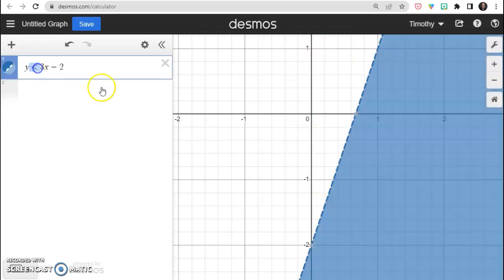Y less than means any point below the line is going to make the inequality true. And also notice the less than symbol means a dashed line, dashed line.